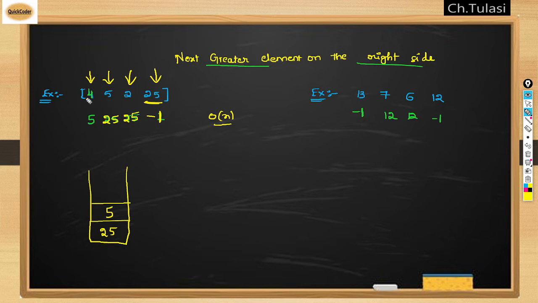At 4, first of all, I will check whether my peek element is greater than 4 or not. As the peek element is greater than 4, I will just print 5. Then I will push the 4. So this is the simple solution.